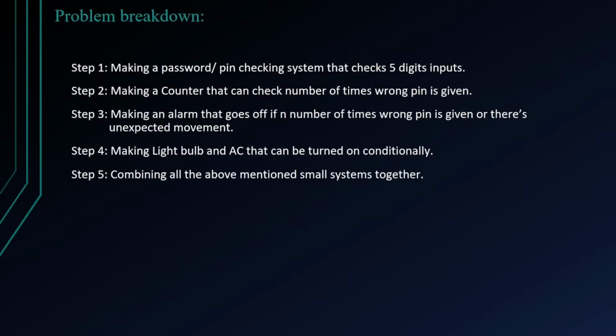To solve this problem, let's break it down. Making a password / PIN checking system that checks a 5-digit input. Making a counter that can check the number of times a wrong PIN is given. Making an alarm that goes off if a wrong PIN is given n times in a row or there's any unexpected movement. Making a light bulb and AC that can be turned on conditionally. Combining all the above mentioned small systems together.